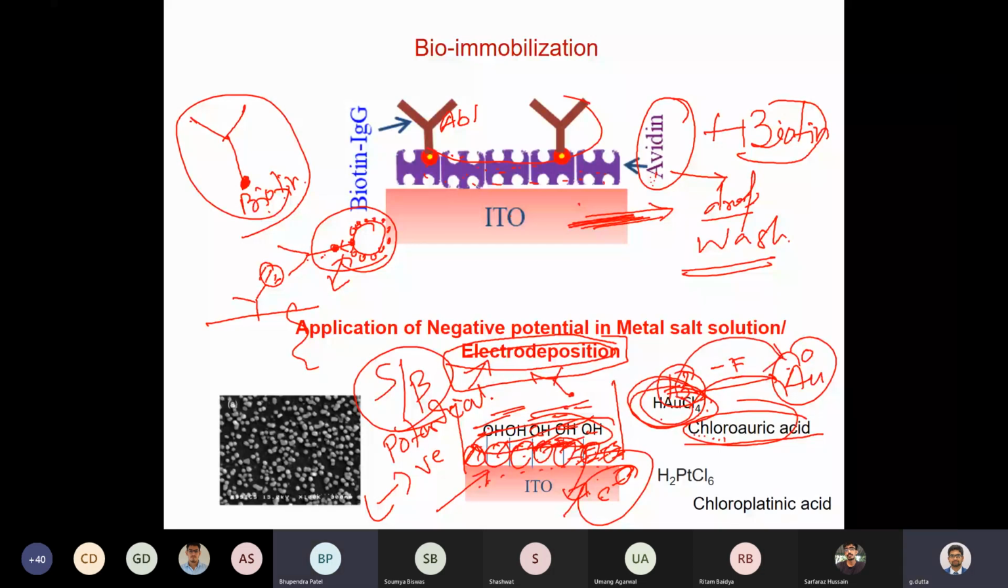How is this negative potential applied? The negative potential can be applied by the use of one instrument called a potentiostat. Potentiostat has some functionality where you can apply some negative potential on this solution.